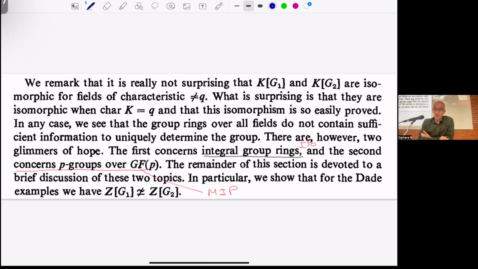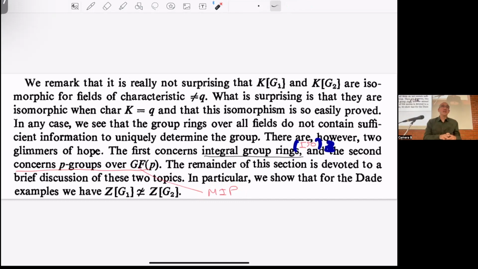In any case, we see that the group ring over all fields does not contain sufficient information to uniquely determine the group. There are, however, two glimmers of hope that I like. The first concerns integral group rings. So far, all the results I told you about integral group rings were positive. So that was the first glimmer of hope, according to Passman. This will be like the isomorphism problem over the integers. And the second one concerns p-groups over the field with p elements. This is what is known as the modular isomorphism problem, and I will tell about that later.